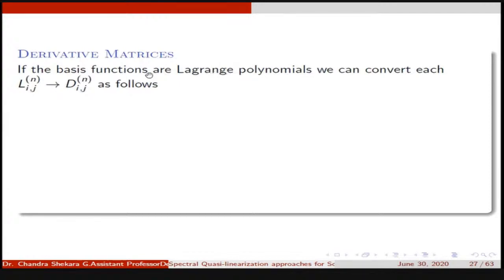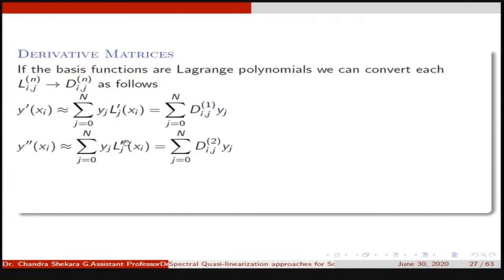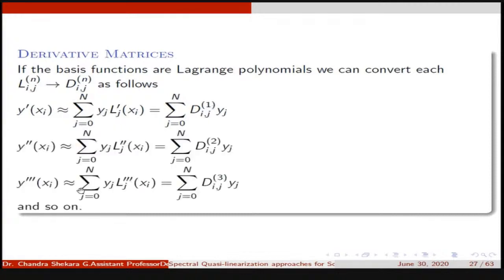If the basis functions are Lagrange's polynomials, then you can replace the derivative of the Lagrange polynomial by capital D. So if it is a first derivative of the Lagrange polynomial, you can write just capital D. Second derivative means you can write D square and so on. So these are the derivatives of Lagrange's polynomials: the first derivative here, the second derivative here, and the third derivative here.